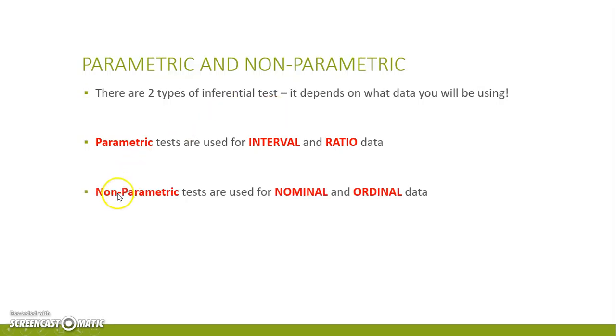Non-parametric: an easy way to remember the difference between parametric and non-parametric is to look at the first 2 letters here, N and O, and I've put them in the right order for you, N and O, so nominal and ordinal. Ordinal is like your world rankings, like tennis world rankings, and nominal is grouping everything into categories and counting people within those categories.